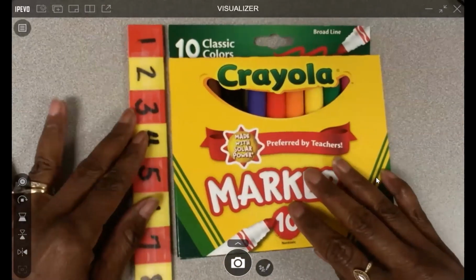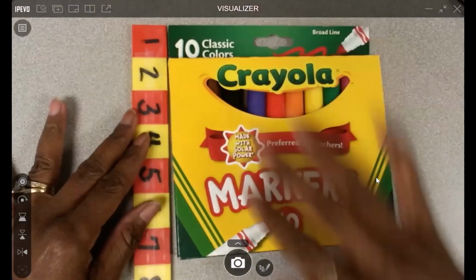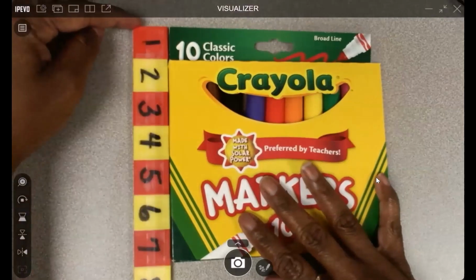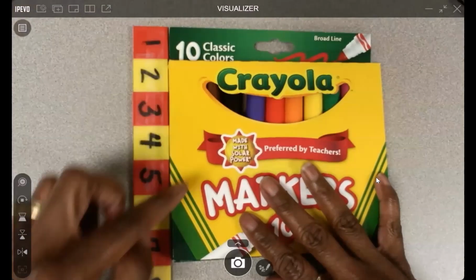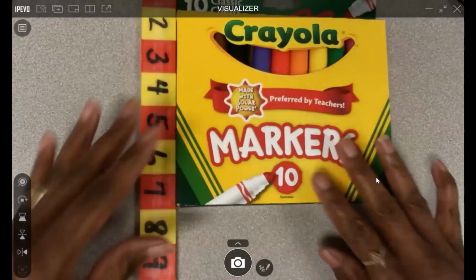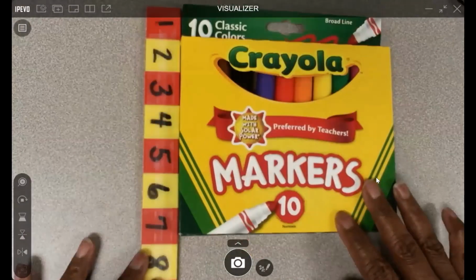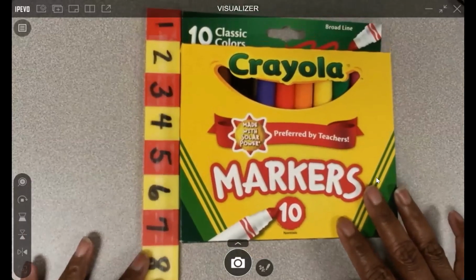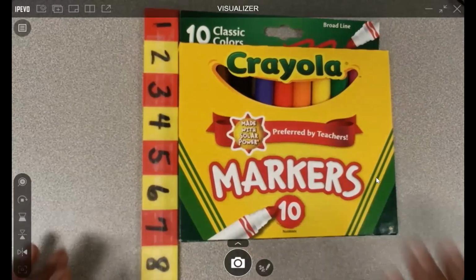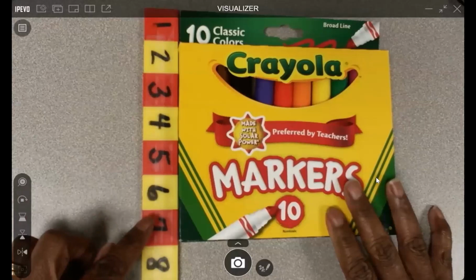I'm going to make sure I line up my box at the very top with the very top of my student created ruler right before my 1 right here. And I'm going to go down to where it ends. And I can see that my box of markers measured 7 inches. So now I'm thinking I estimated 6. So that was a reasonable estimate because it actually measured 7 inches.